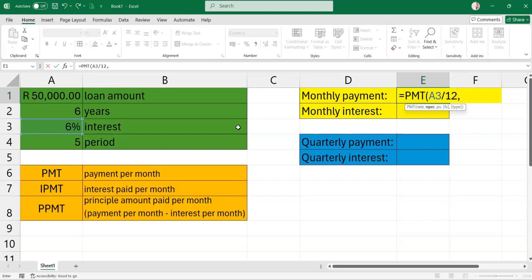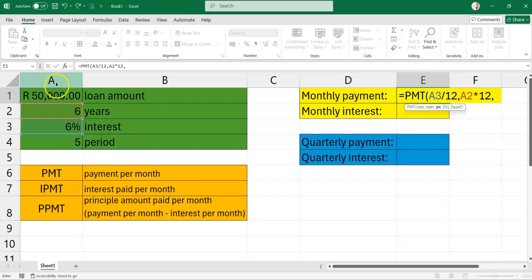For how long am I doing this? 6 years. Because this is in year form and I want it in monthly form, I need to multiply with 12. Why do I multiply with 12? Because there's 12 months in a year and I'm doing this for 6 years. Comma.